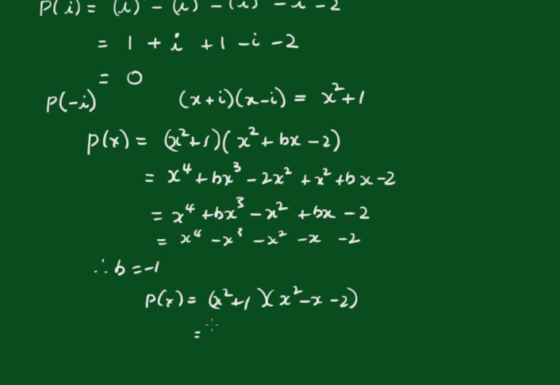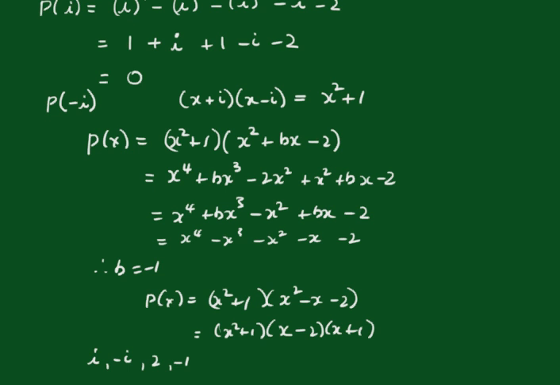And of course that becomes, factorizing this, x minus 2 times x plus 1. So the zeros are i, minus i, 2 and minus 1.